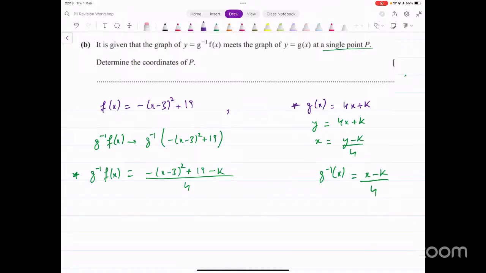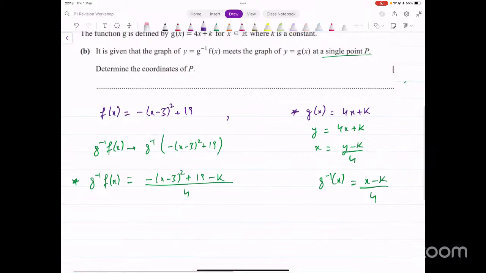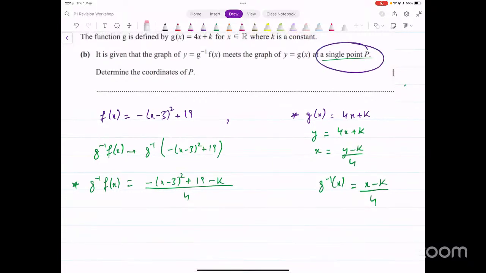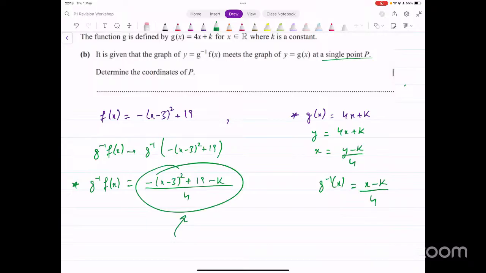And they are saying that they meet at a single point P. This is a quadratic function, and this is a straight line. A quadratic function meets a straight line at a single point. What does that tell us? That tells us that the line is a tangent to the curve, right? The line is a tangent to the curve, and b square minus 4ac is therefore going to be equal to 0 in this case. Make sense? b square minus 4ac should be equal to 0.